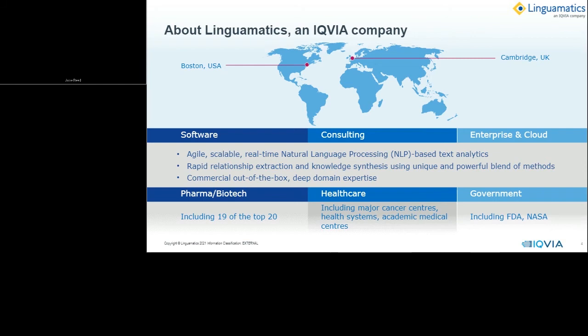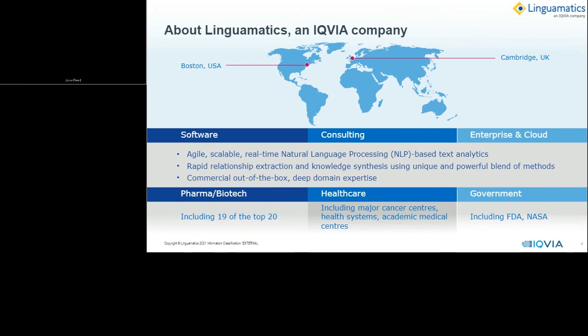We focused on solving problems for life science and healthcare organizations, working with 19 of the global top 20 pharma companies, as well as lots of smaller life science companies. We also work with healthcare, payer and provider organizations, and with academic medical centers. We also work with governments such as the US government, FDA, and in fact NASA. We're very proud that NASA is using our Lingomatics software platform to mine astronaut data.